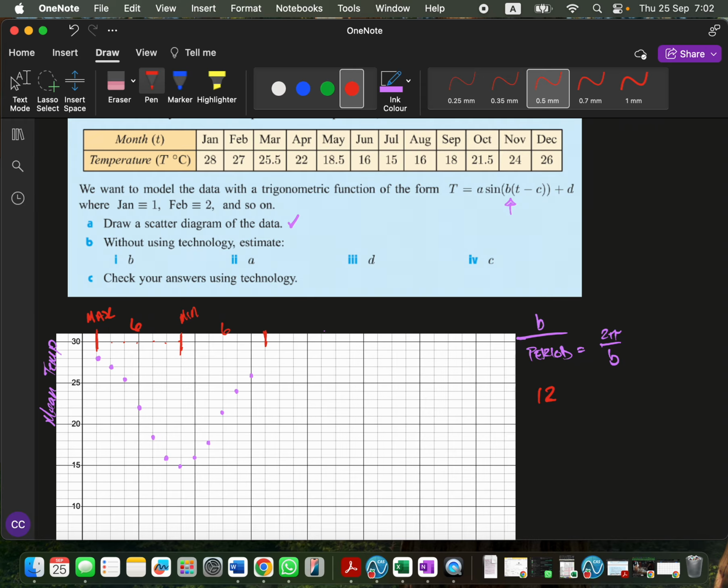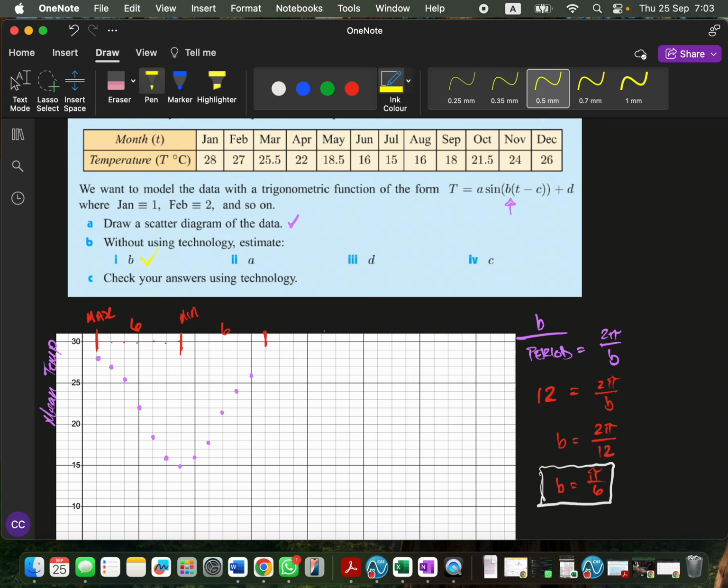Just thinking about this logically, that makes sense. We're talking about over the course of a year. In the southern hemisphere, January is the warmest month, so it would make sense that we get back to that. So my period, 12, is 2 pi over b. Well then, b equals 2 pi over 12, which I can simplify to b is pi over 6. So that is my first answer. We've got pi over 6. And that white really shows up well on that. I apologize, yellow is almost worse.